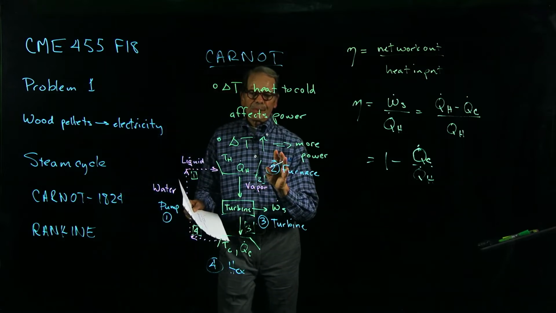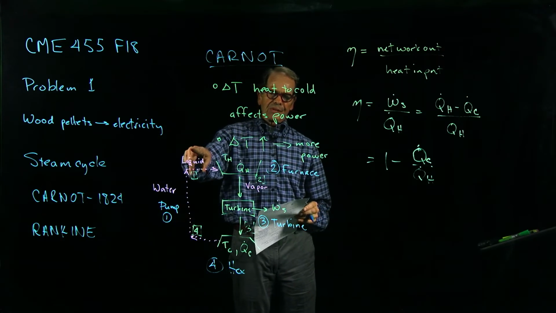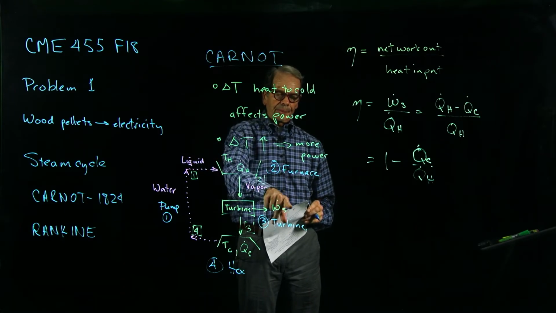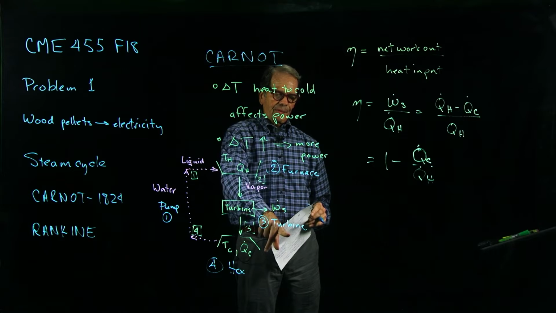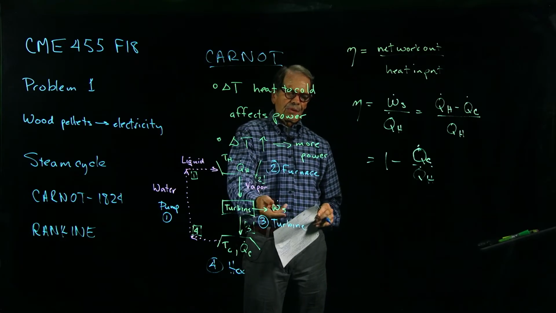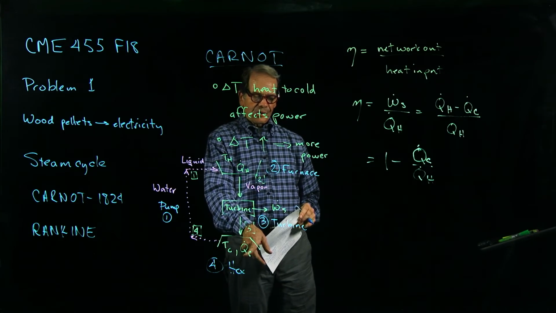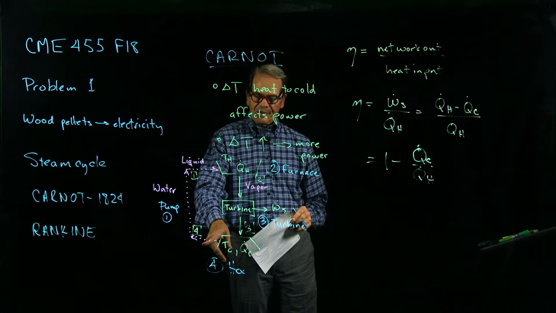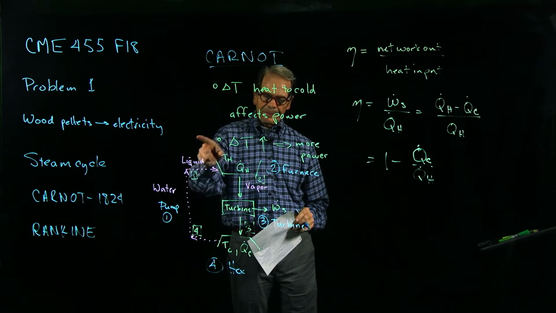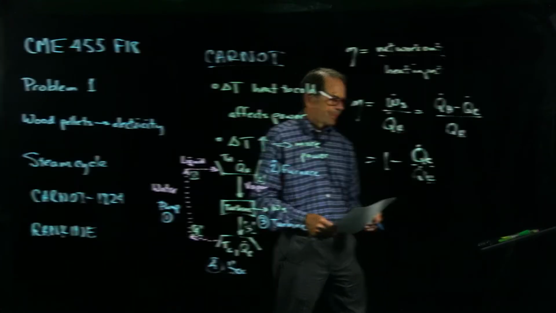So we'll be able to accomplish this cycle by using a pump to raise the pressure of the liquid, a furnace to heat it up to a vapor, a turbine to capture some of the energy from that, put it into shaft work or make electricity, and then cool down the rest and generate a liquid again, which is then recycled. Okay, so that is the essence of the steam cycle.